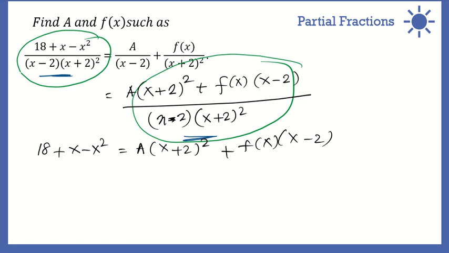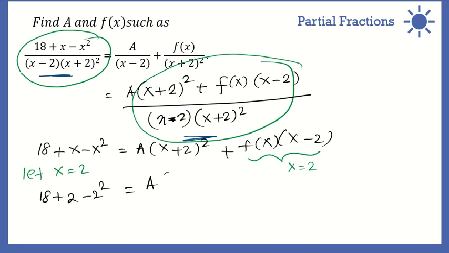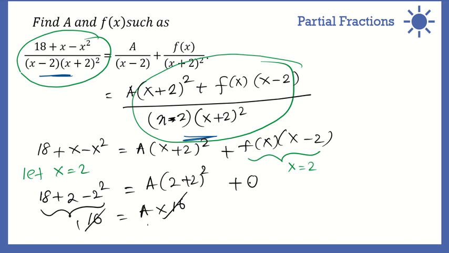To find A, we can make this part zero. For that we have to select x as 2. So let x equal 2, then 18 plus 2 minus 2 squared equals A times 2 plus 2 squared plus 0. When you simplify this, you get 16 and A times 16. So the 16s cancel out, which means A is equal to 1.